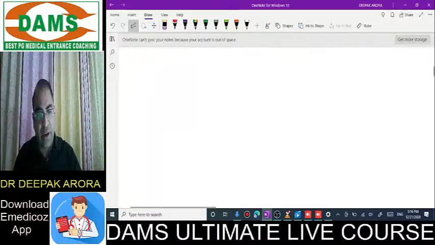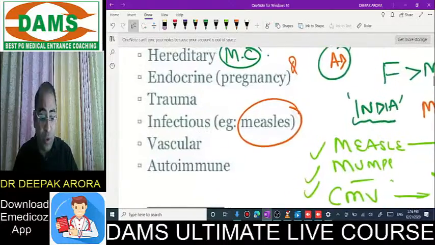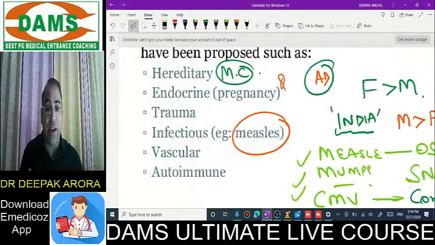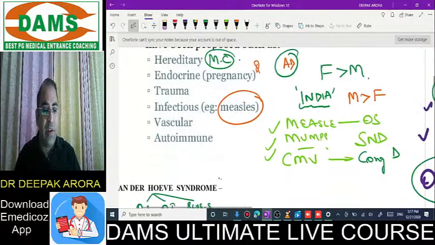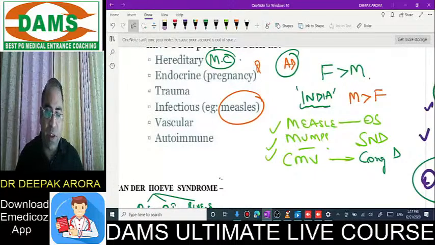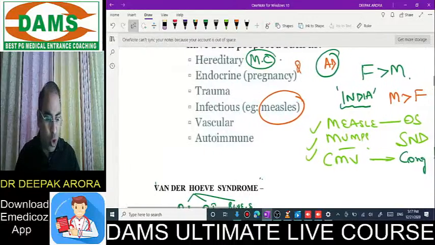Out of multiple factors, if the examiner asks you which is the most important, that is hereditary, because it is autosomal dominant. If any MCQ with pregnancy is there, ENT MCQ, go for otosclerosis. Three important infections worth remembering in ENT: measles causes otosclerosis, mumps causes sensory neural deafness, and cytomegalovirus is congenital. Am I understandable? These points should be on your tips.